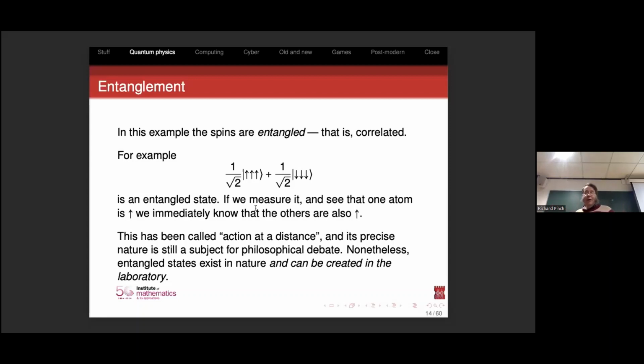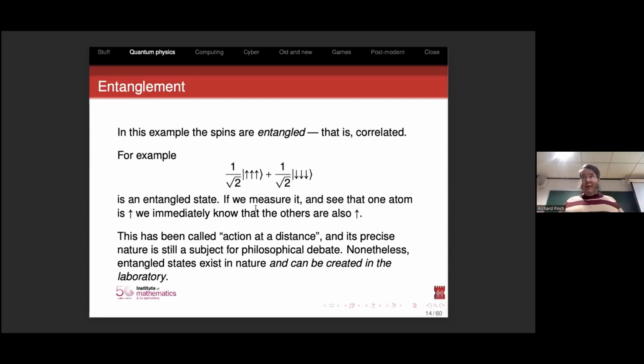And this is sometimes called action at a distance, because it means that if you know something over here, you instantly know something over here. And that can't be right. Because there is no way that information can travel from here to here instantly. Or in particular, there's no way that measuring this can cause this to happen instantaneously.